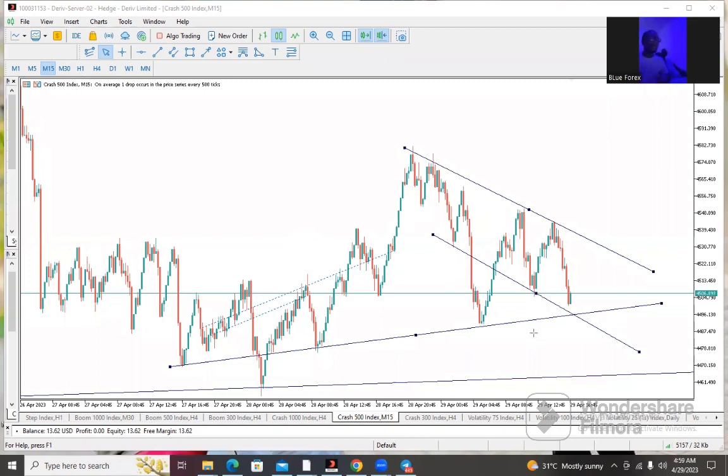Okay, let me use the same pair to explain. Concerning this boom and crash, sometimes it doesn't respect stop losses when you are trading against spikes. But if you are trading for spikes, it respects stop losses. But if you are trading against spikes, it doesn't respect stop losses.